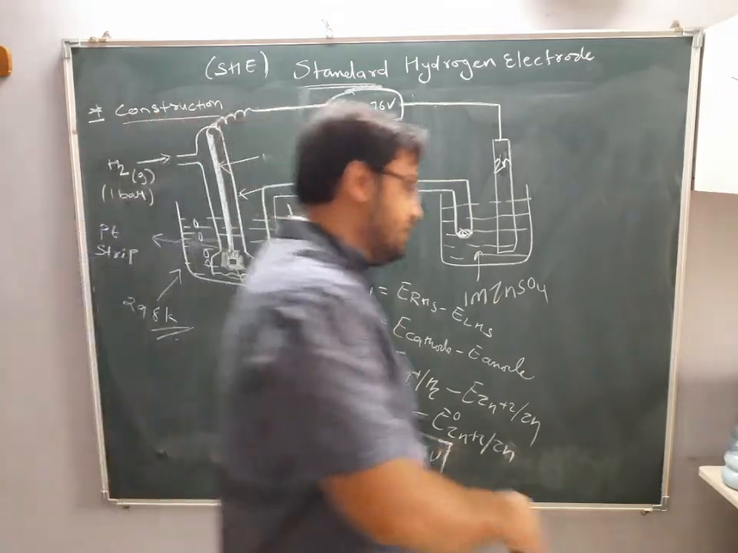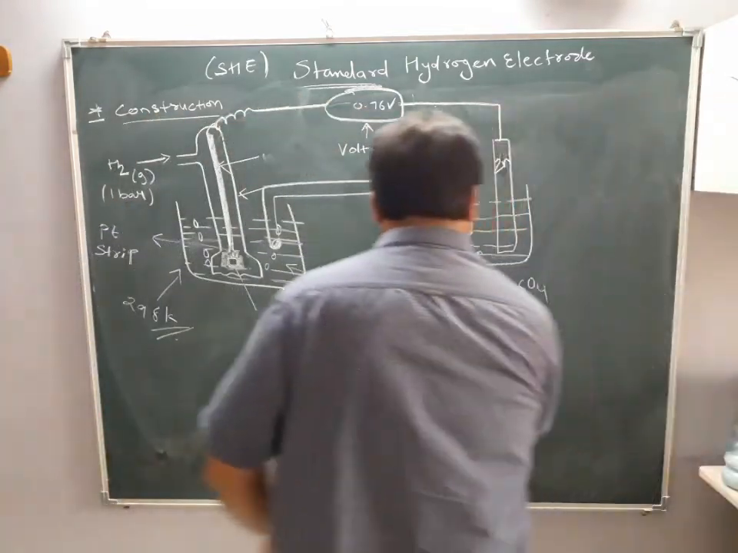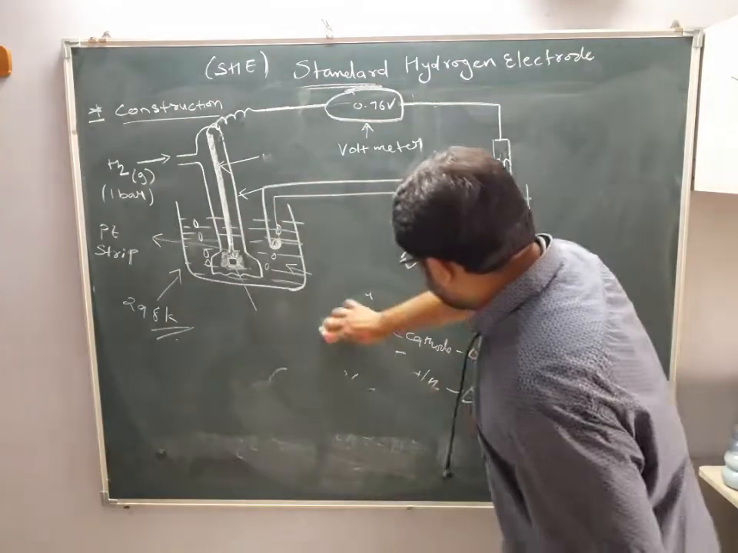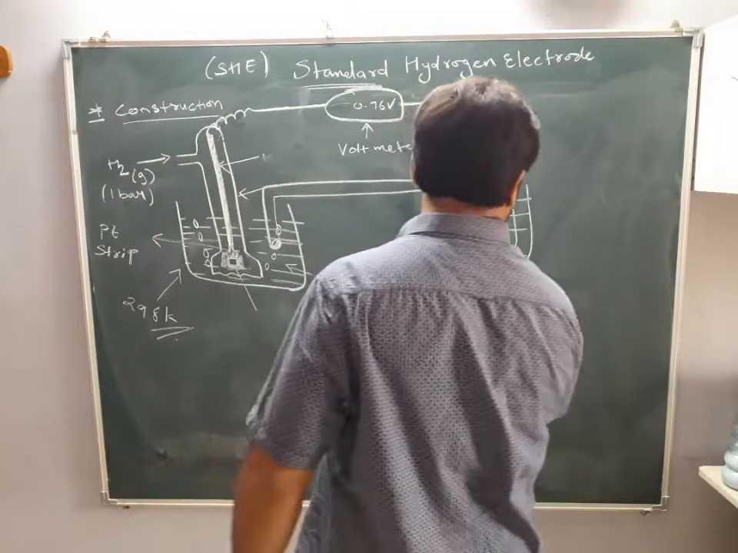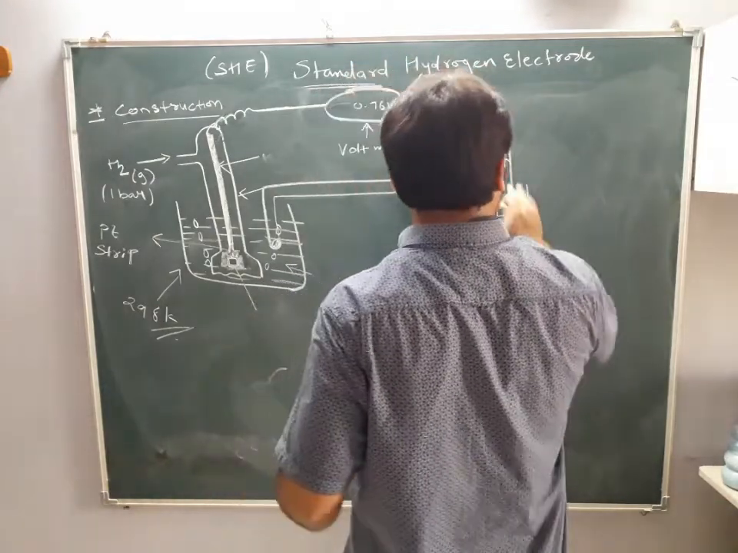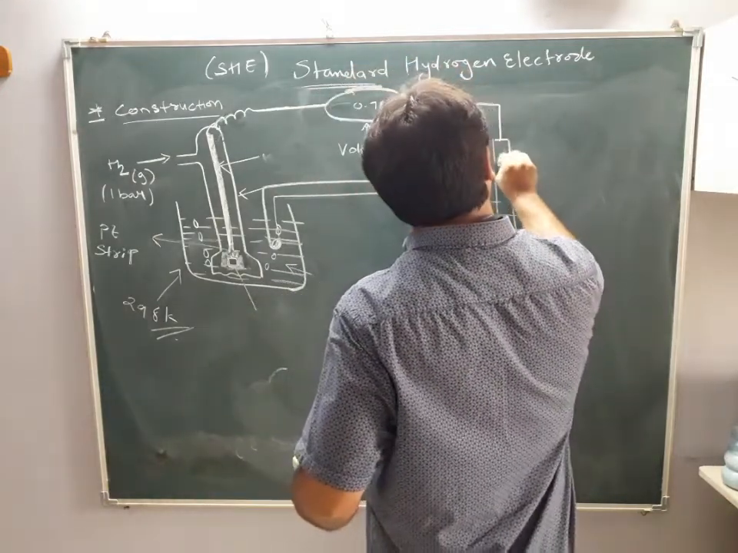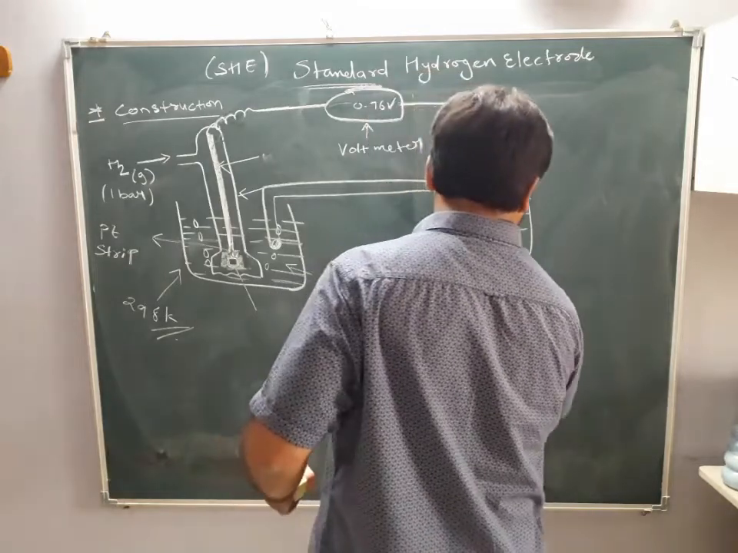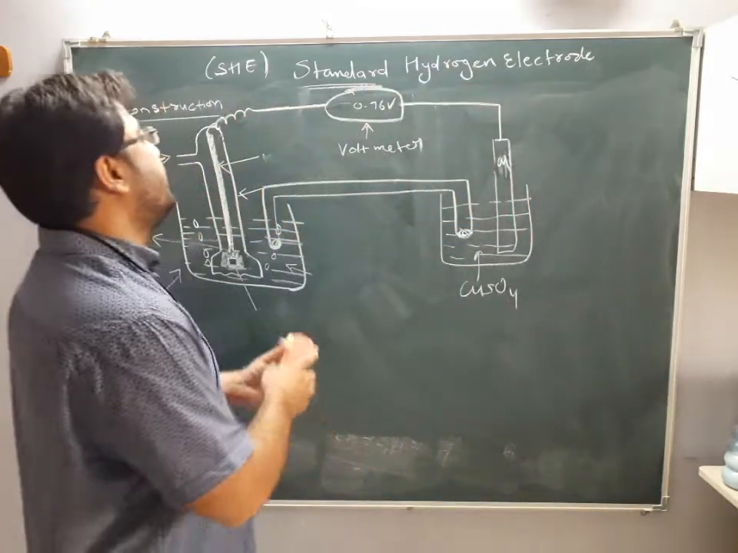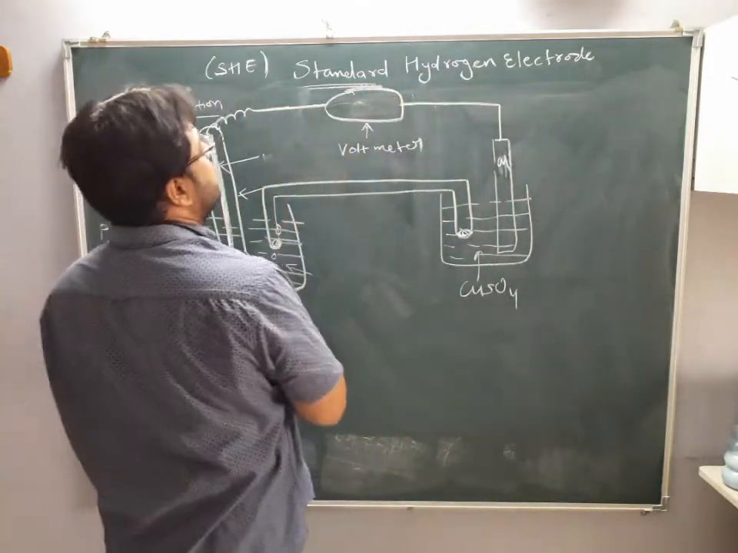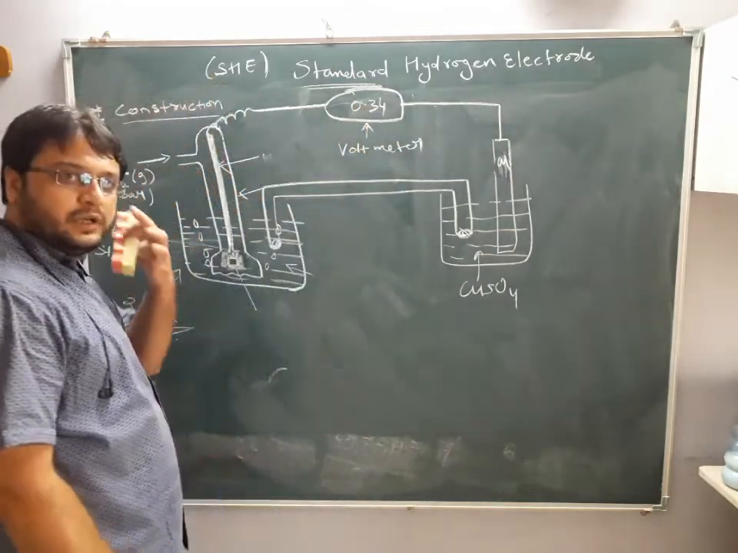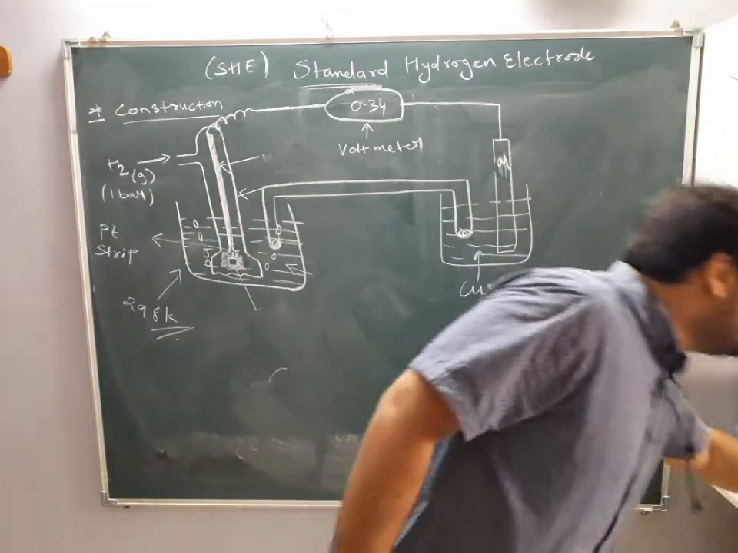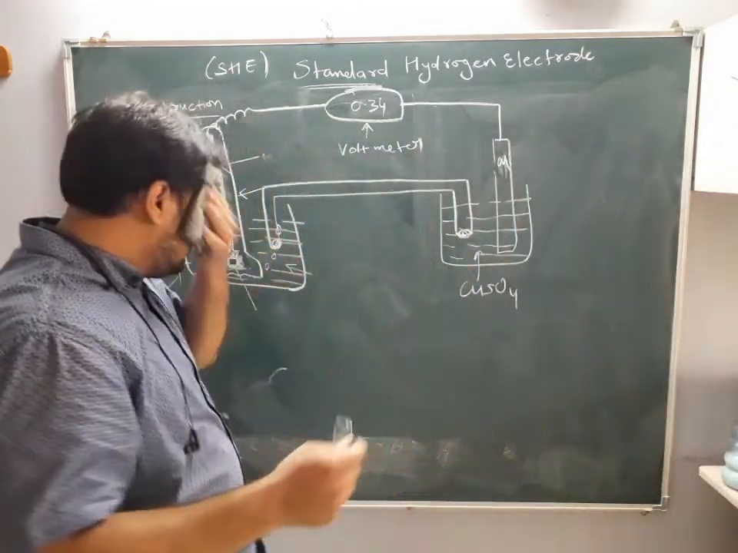Instead of zinc, if I connected here copper, see here once more. Instead of zinc, if I connected here copper, so copper, and this is CuSO4. As I connected copper, the voltmeter value will show 0.34 volt. Clear? The value will show how much? 0.34 volt.